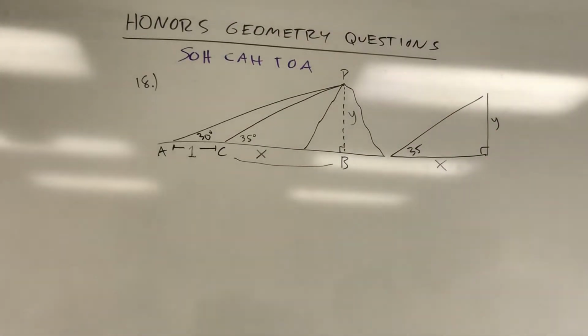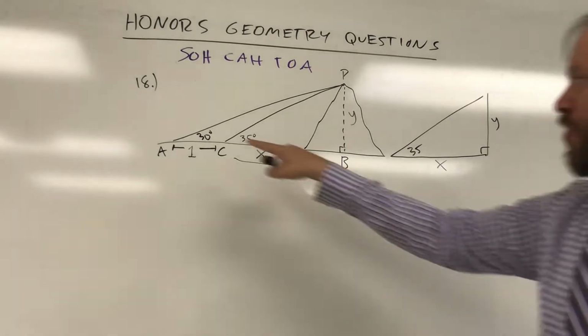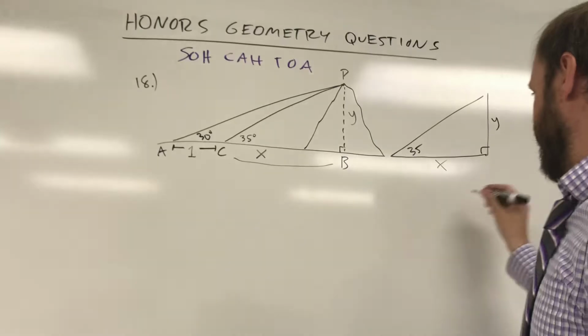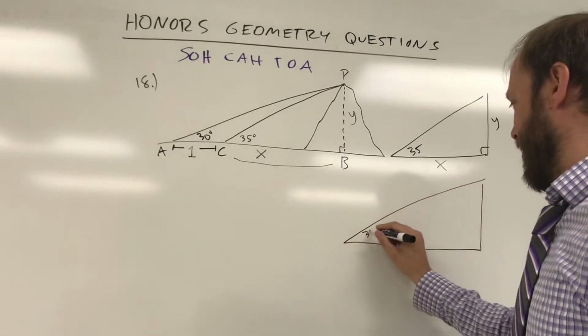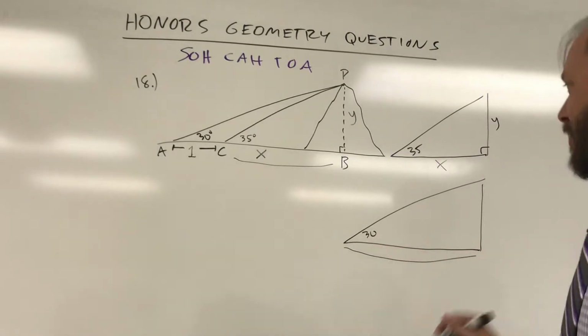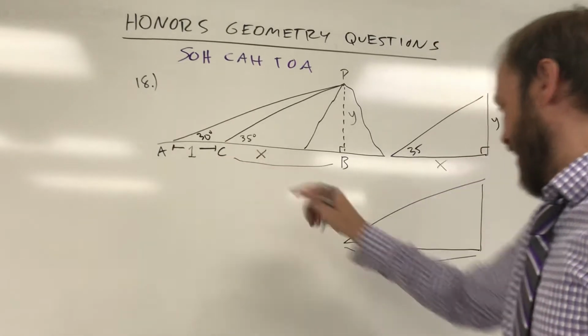All right, for the second part here, I have another right triangle. I have this longer, thinner right triangle with a 30-degree angle. And so you can also draw that triangle. We've got a 30-degree angle here. This whole side length is X plus 1.